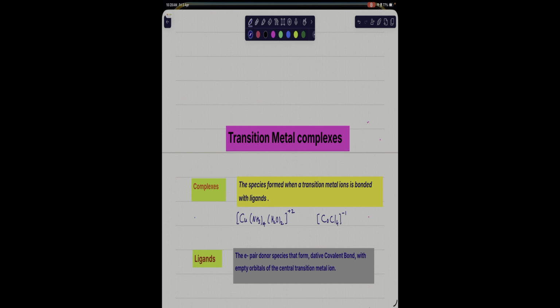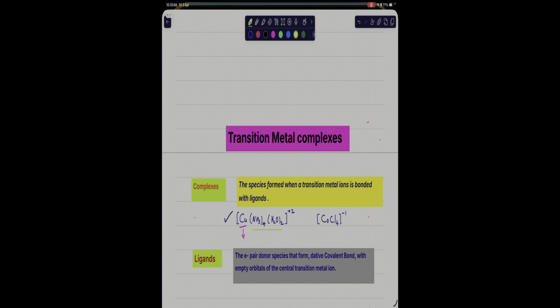as this one, the one given on your screen. So, complexes are the species which are formed when a transition metal ion is bonded with ligands. Whenever you are writing a complex, we have to use a square bracket. Inside the complex there is a transition metal ion, the one I am showing in pink color. You can see copper is a transition metal ion, and the ones in green color are the ligands. Ammonia is a ligand and water is a ligand in this complex, and they are bonded with a dative covalent bond with the empty orbitals of the central metal ion. So this thing is called a complex.